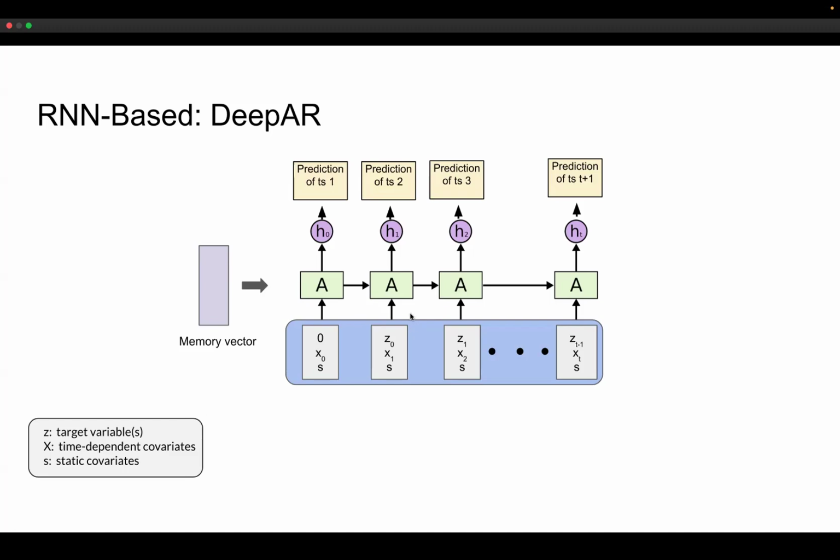If you have a chance to read the DeepAR paper, these are the notations that they use in their paper. Z will stand for the target variables, X will be the time-dependent covariates, and S will be the static covariates. Static means that it doesn't change over time, which can be which country the time series is coming from, or which geographic location the time series is coming from.